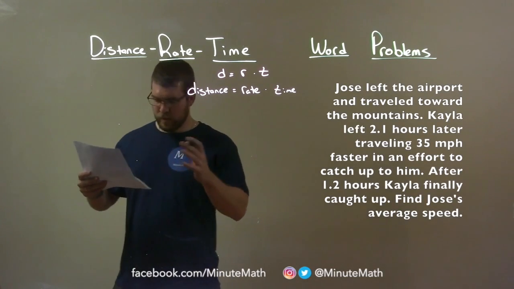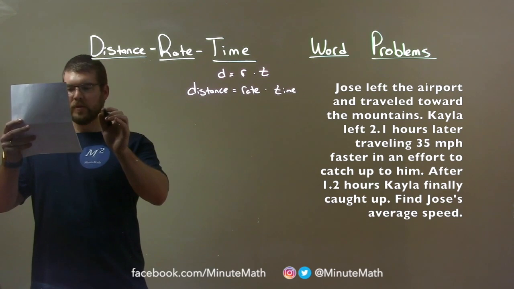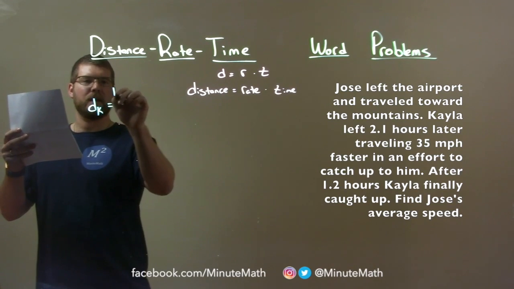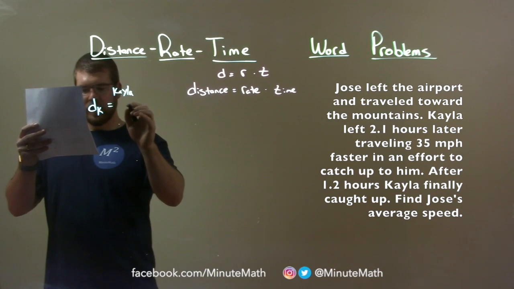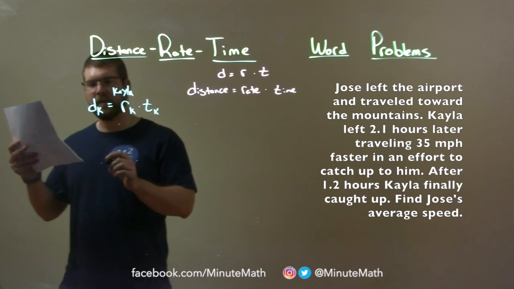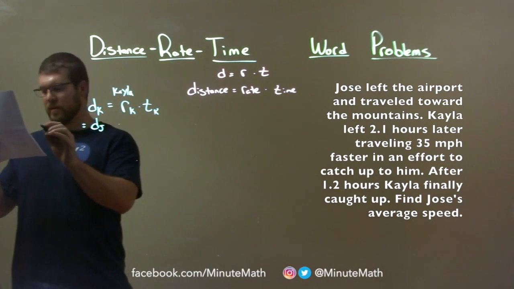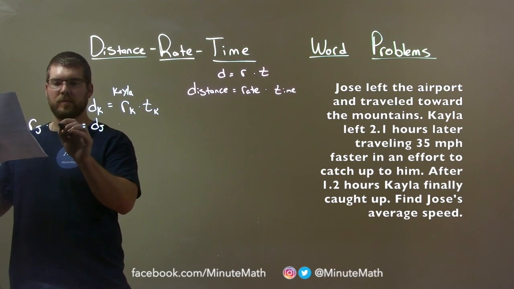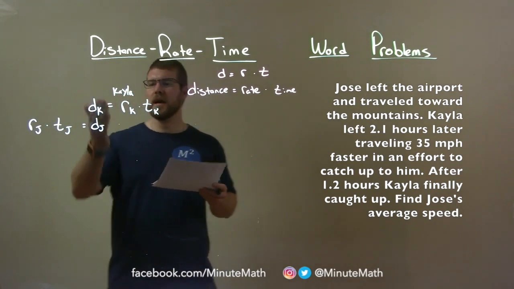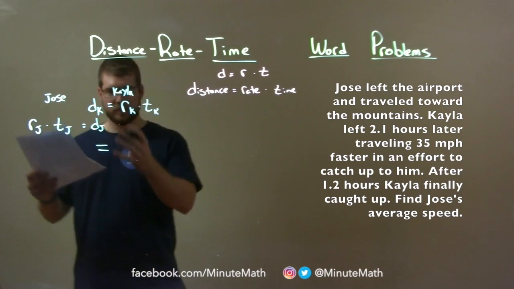Okay. So we have two formulas we're going to put together here. Let's do Kayla's first. The distance for Kayla, dk, is equal to the rate of Kayla times Kayla's time. And the distance for Josie, dj, is the rate for Josie times the time for Josie. We know the overall distance between the two, dk and dj, will be the same. So we're going to set them equal to each other.